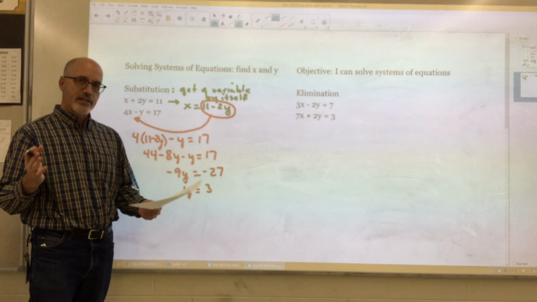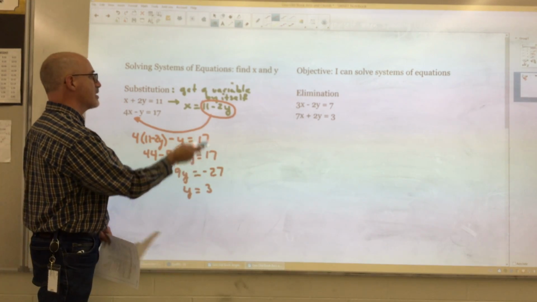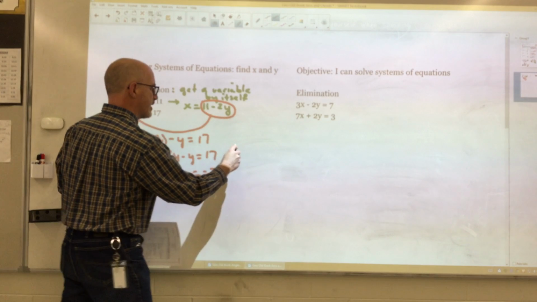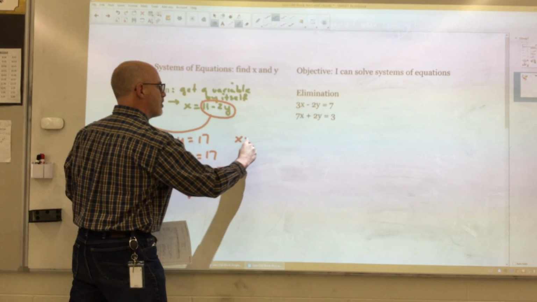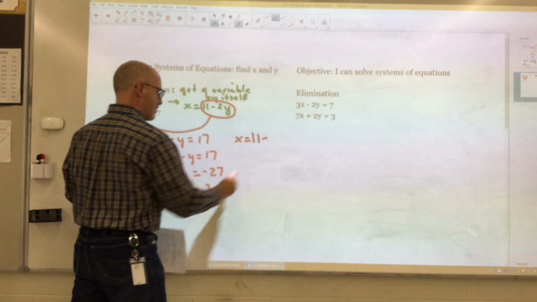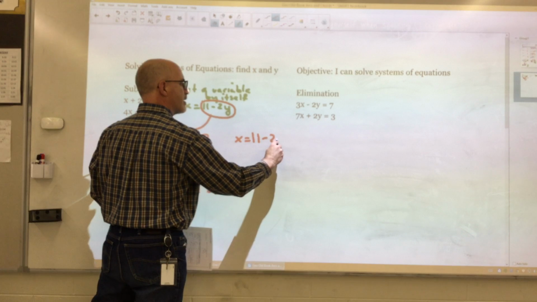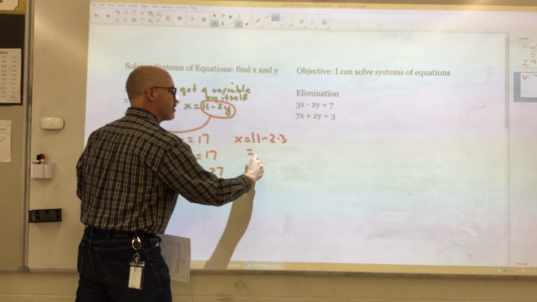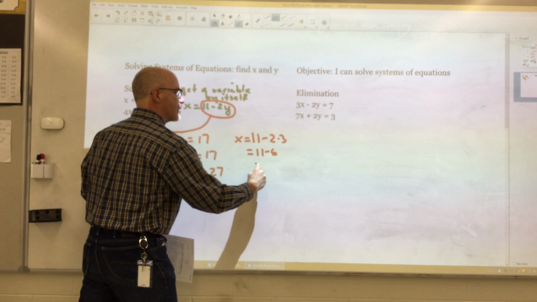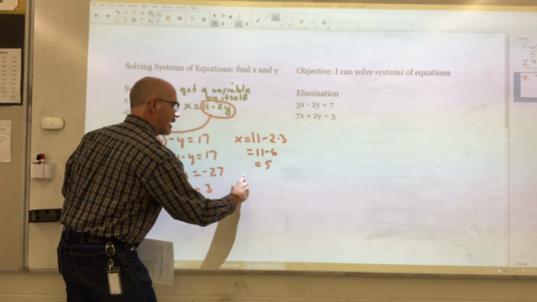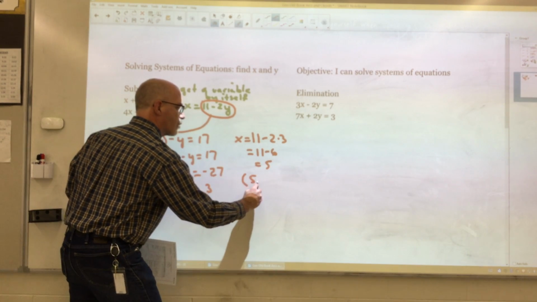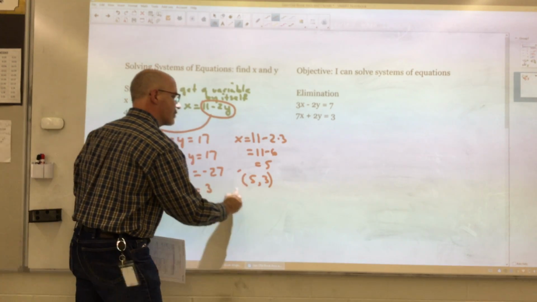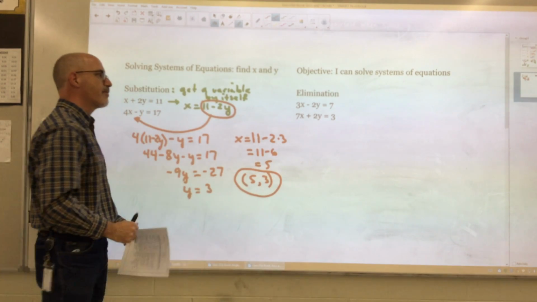Now, we can't stop there. We got what y is. Let's put that back in to get what x is. So going back here, we get that x is going to equal 11 minus 2 times 3, that y, so substitute back in. So x equals 11 minus 6, which gives me 5. So my answer, we often put as an ordered pair, 5, 3 for our answer to x and y.